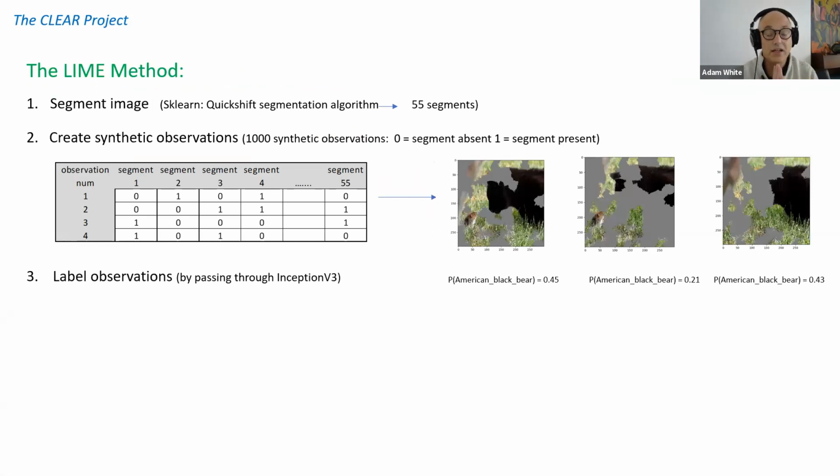Okay, then having done that, it starts substituting some of the segments and filling them in with just gray patches in order to generate lots and lots of perturbed images, as you see here. So each perturbed image is a different set of segments being infilled with gray. Okay, and each of these perturbed images is then passed through, in this case, Inception, and we get the classification probability for it being a black bear.